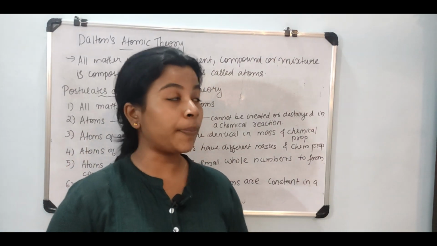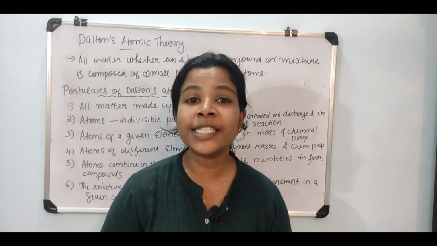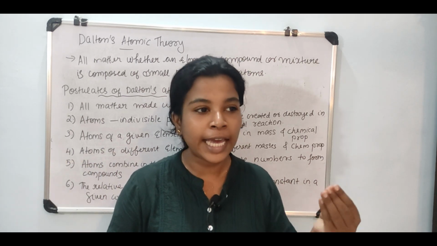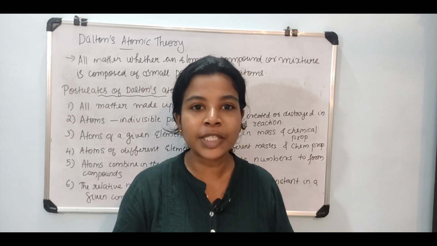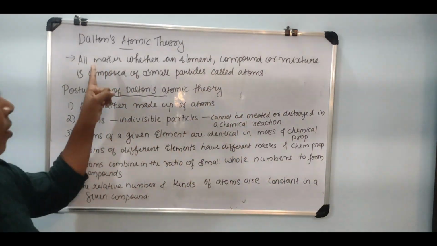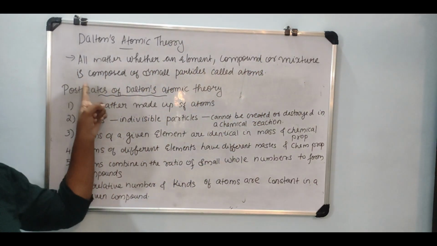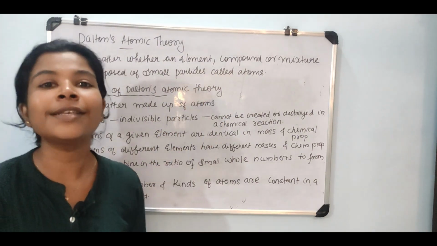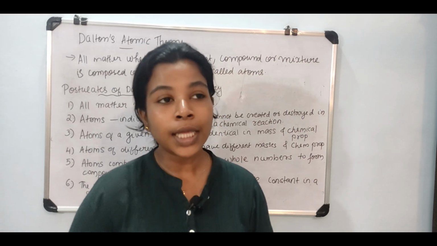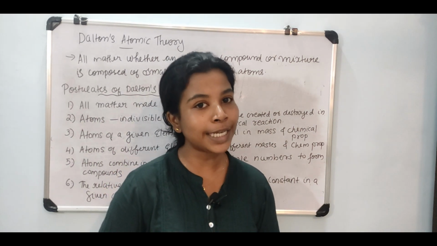Now we are coming to the next topic, Dalton's atomic theory. So, what does Dalton's atomic theory state? It states that all matter, whether it be element, compound or any mixture, is made up of atoms. Okay, all matter, whether an element, compound or mixture, is composed of small particles called atoms. When Dalton stated this theory, there were 6 postulates.